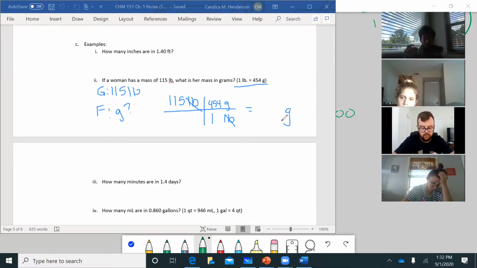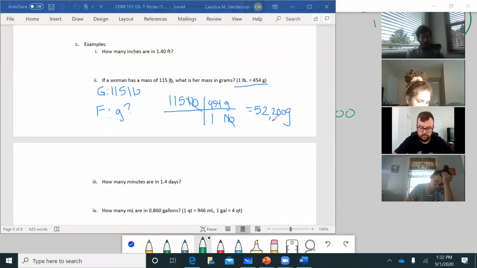And then I got 52,210. We're going to go with 3 sig figs because our given one has 3 sig figs. So 5, 2, 2, 0, 0. Okay. So with conversion factors, it's always the same setup. Just get the units on the opposite side. Let's look at this one down here.